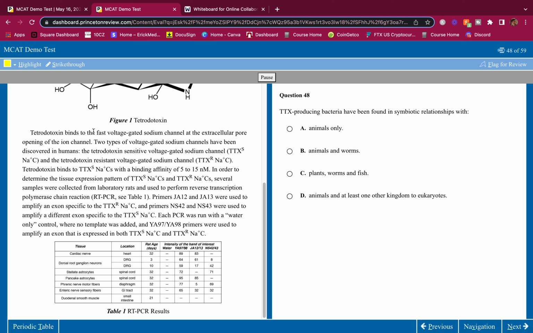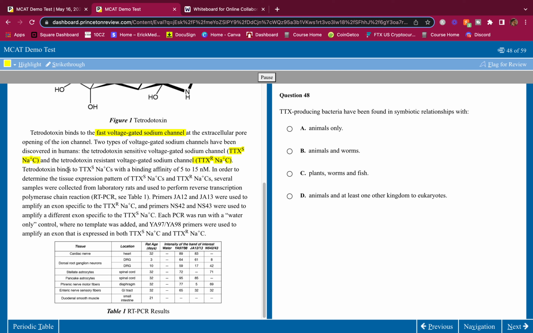Tetrodotoxin binds to the fast voltage-gated sodium channel at the extracellular pore opening of the ion channel. Important information here. They're telling us exactly how this drug works. Okay, you should know that. Two types of voltage-gated sodium channels have been discovered in humans. The tetrodotoxin-sensitive voltage-gated sodium channel, so this is the one sensitive to this drug, and the tetrodotoxin-resistant voltage-gated sodium channel. So this is the one that's resistant to tetrodotoxin. Easy, guys. Sometimes when I talk through these passages, I'm like, this is this, this is this. I don't see where it's hard.